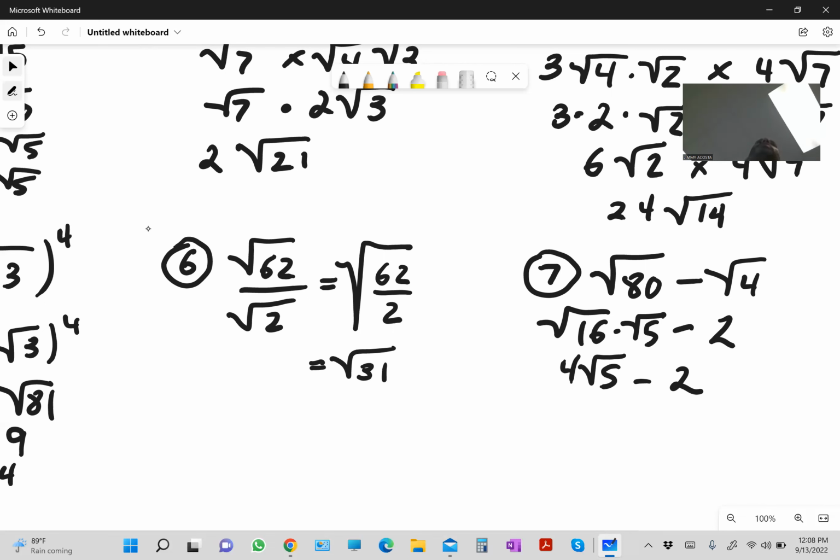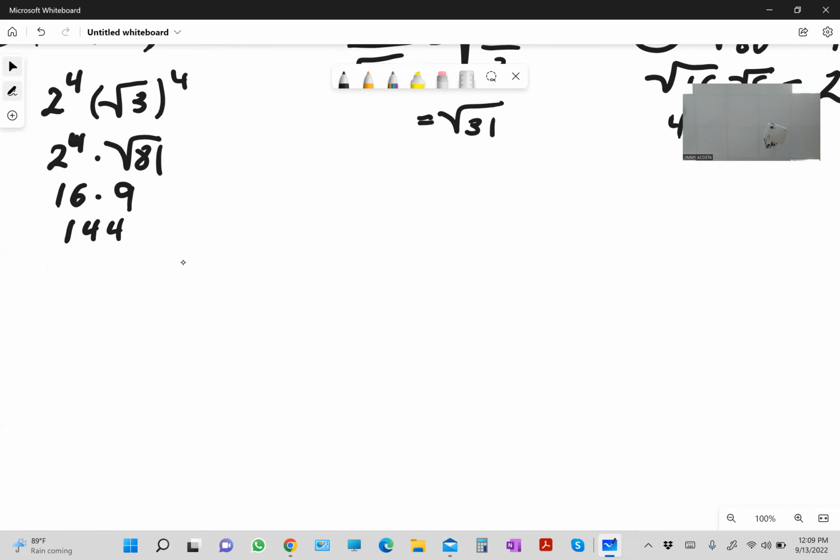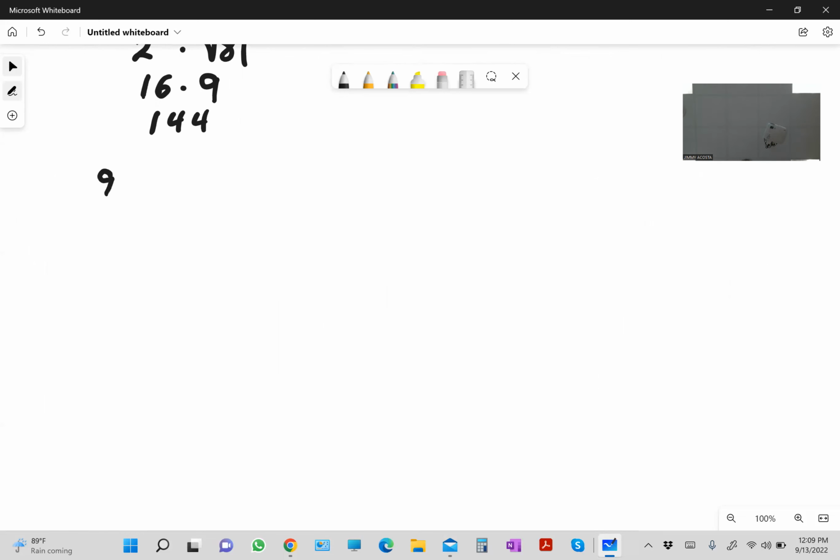So let's continue. Let me scroll up a little bit. I'll go ahead and just push this all the way up. Well, I skipped 8. So 9, let's do 9. We got 4 square root of 8 divided by the square root of 24.